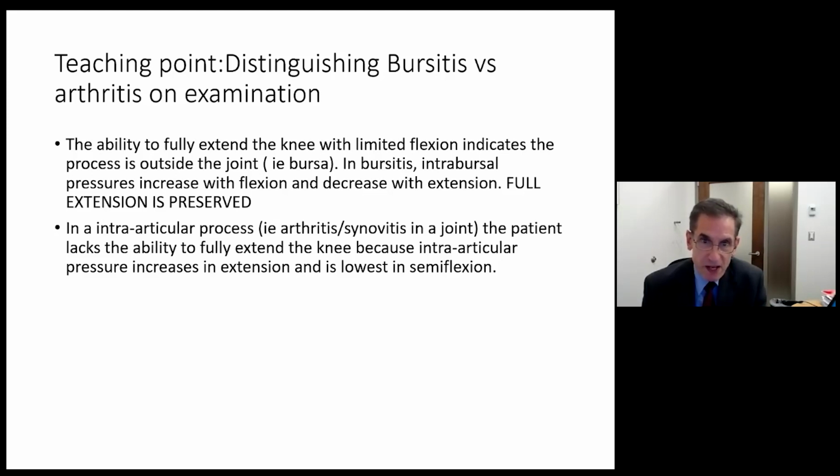The bursa, for example. In bursitis, intrabursal pressure increases with flexion and decreases with extension. In bursitis, full extension of the joint is preserved. Conversely, in an intra-articular process, like arthritis or synovitis in a joint, like a knee, the patient lacks the ability to fully extend the knee because intra-articular pressure increases in extension and is lowest in semiflexion.